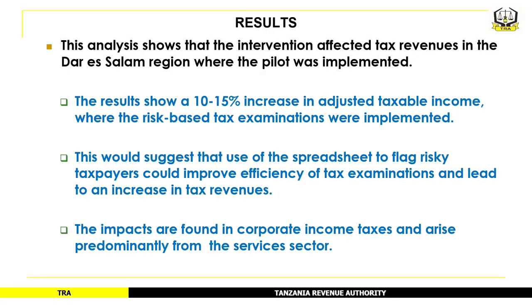And quickly, now we go to the results which were observed during our analysis. Our result confirmed a 10 to 15 percent increase in the adjusted taxable income where the risk-based tax examination was implemented. So this was tested by our methodology, and we confirmed that there is an increase in the adjusted taxable income. This suggests that using the intervention to flag taxpayers could improve the efficiency of tax examination and lead to an increase in tax revenue.